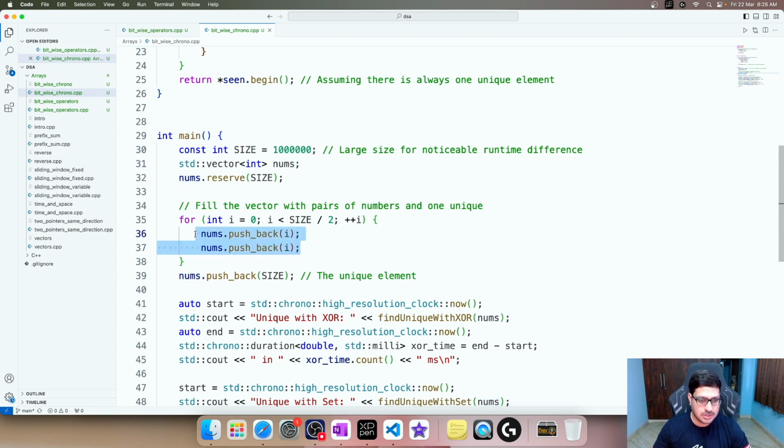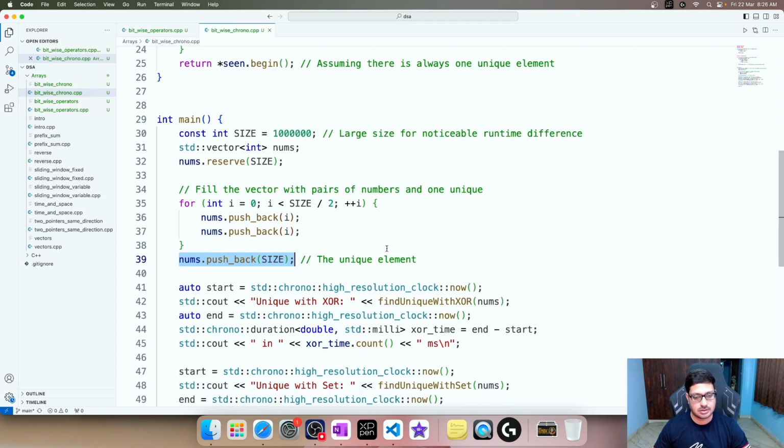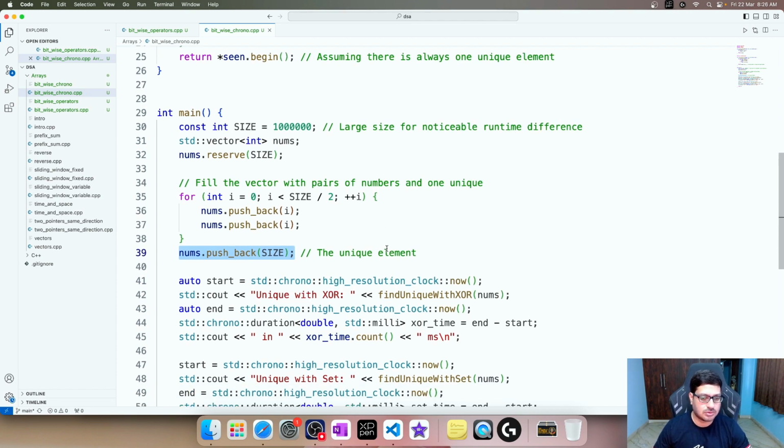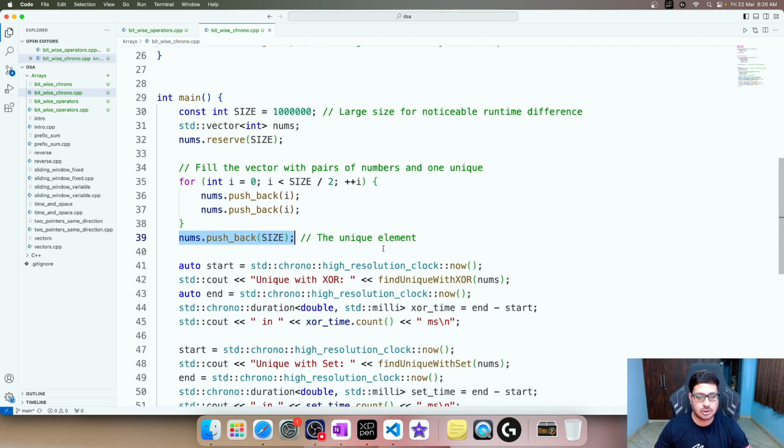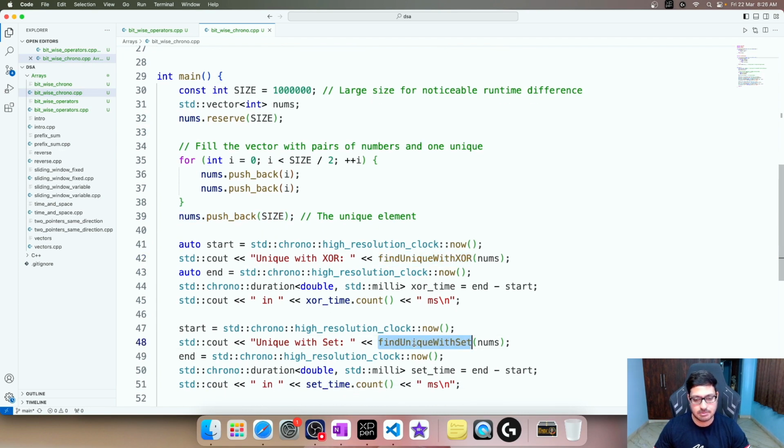elements into nums, and the idea is it fills the vector with pairs of numbers, and at the end we will push one number which is unique. So there are a bunch of pairs and one unique number, and the question is to find that unique number. Okay, we can do it in two ways, with bitwise operators and without bitwise operators. So there are two functions: find the unique number with XOR and find the unique number with set.